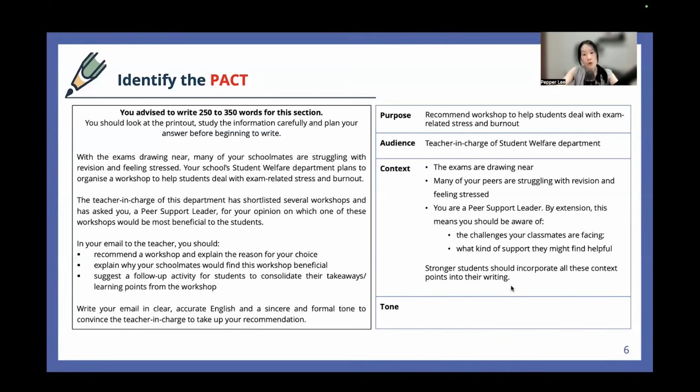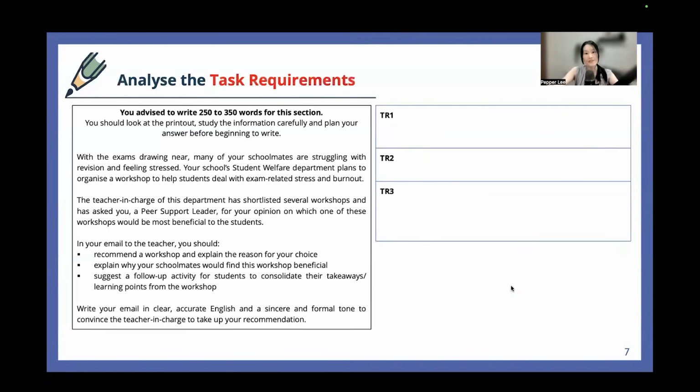Yeah? The tone, I should adopt a sincere, formal, and persuasive tone so that I can convince the teacher to take me up on my recommendation. Next, let's unpack the task requirements. So tier 1, I need to recommend a workshop and explain the reason for my choice. Okay, I need to pick out details that will show that this workshop will help them deal with stress and burnout.